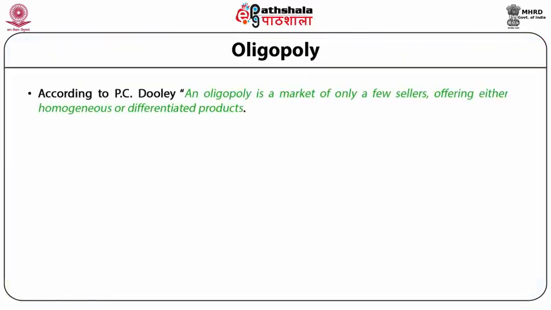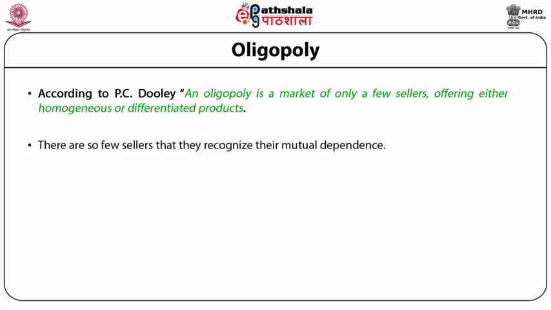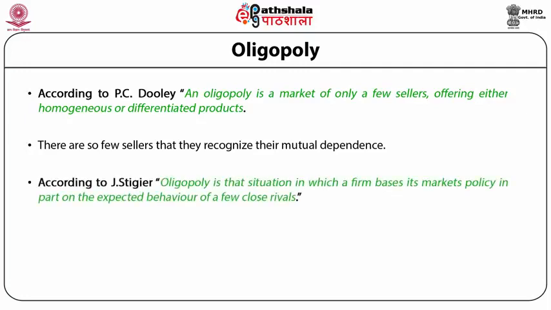According to P.C. Dewey, an oligopoly is a market of only a few sellers offering either homogeneous or differentiated products. There are so few sellers that they recognize their mutual dependence. According to J. Stigler, oligopoly is that situation in which a firm bases its market policy in part on the expected behavior of a few close rivals.